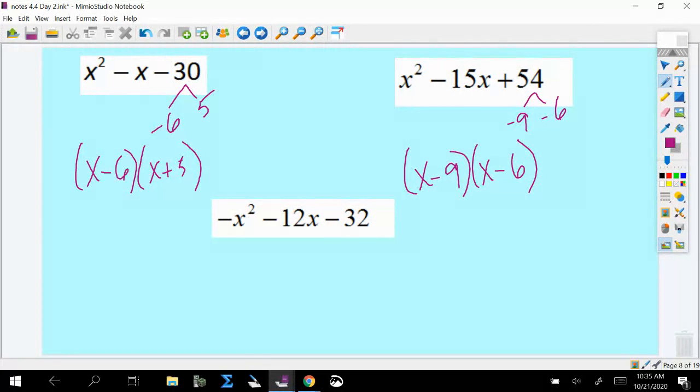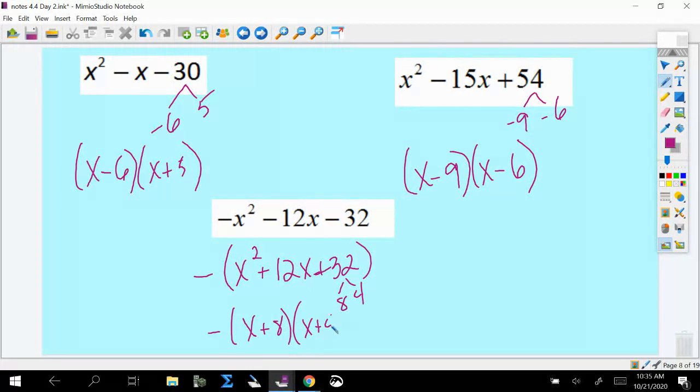The next one has a negative out front that we need to factor out. So I'm going to do that first. So I get x squared plus 12x plus 32 when I take that negative out. Numbers that multiply to get 32 and add to get 12 are 8 and 4. I still have the negative out front, so I'm going to have an x plus 8 and an x plus 4.